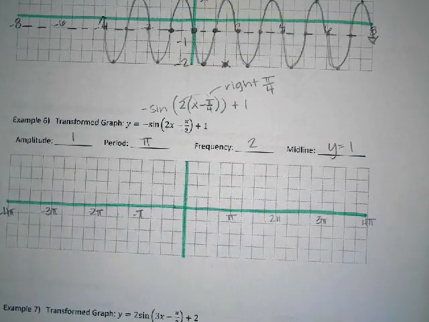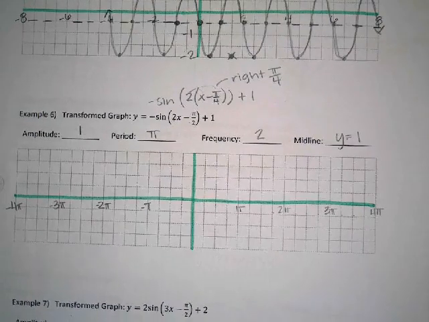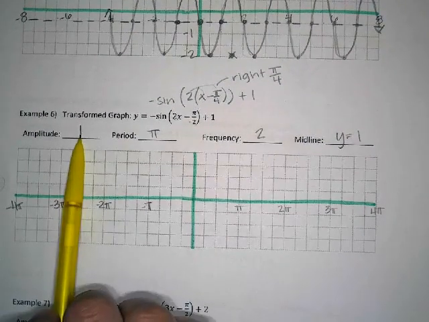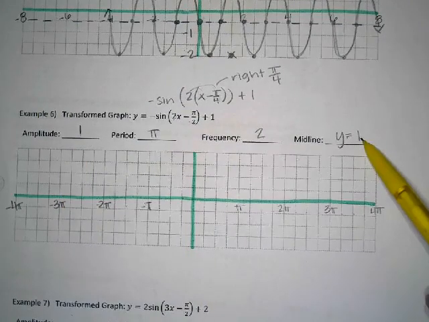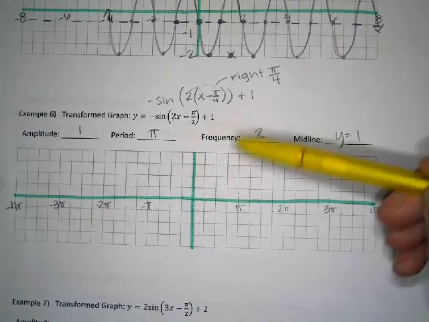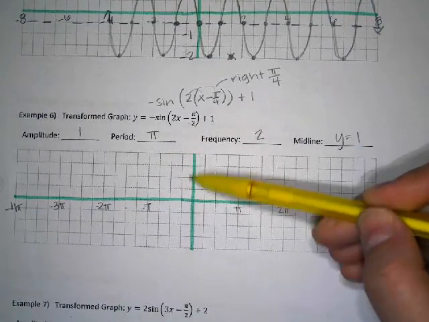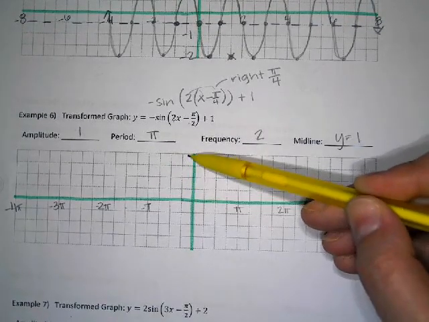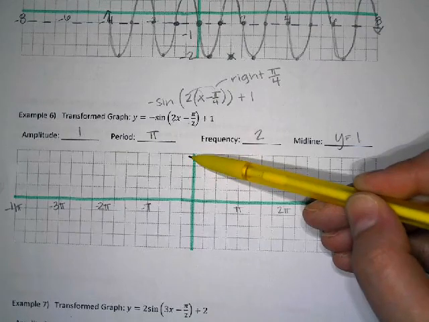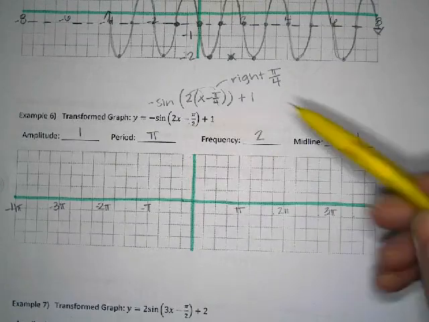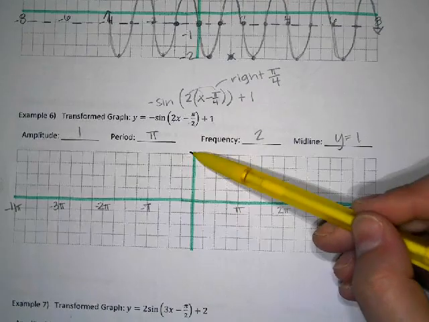We have an amplitude of 1 and a midline of 1. So do you guys want to do 1, 2, 3, 4, or do you want to do 1, 2? It doesn't matter which we do. What would you guys prefer to do? 1, 2, 3, 4? Or 1, 2? 1, 2?